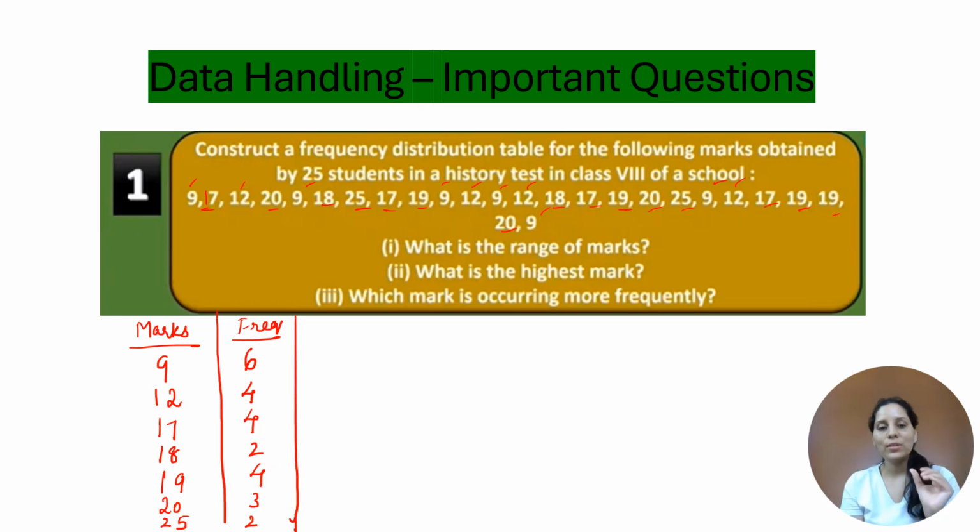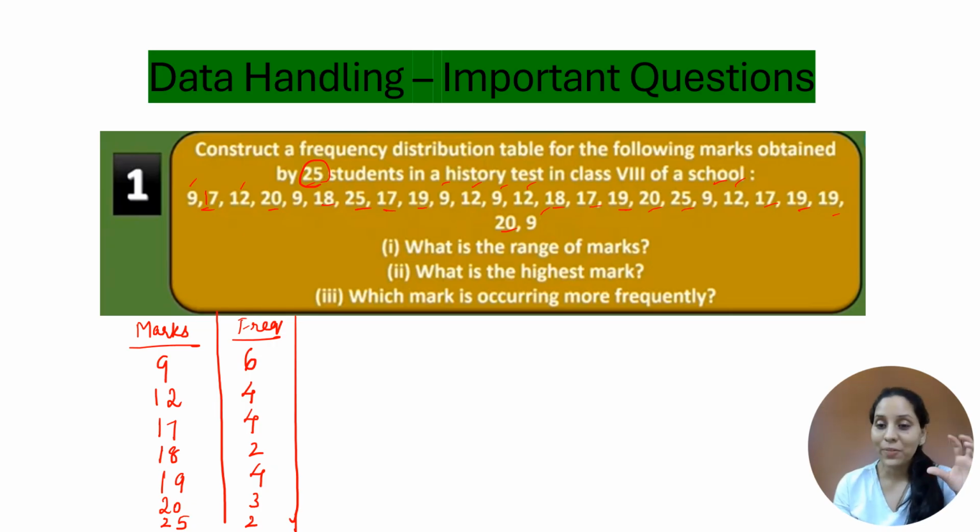So this is the frequency. In case you are in doubt whether you have done it right or wrong, it's always advisable to check your frequency count. If I add the sum of all my frequencies, I should get 25 because there are 25 students. 6 plus 4 is 10, plus 4 is 14, plus 2 is 16, plus 4 is 20, plus 5 is 25. So that means our frequency is right.